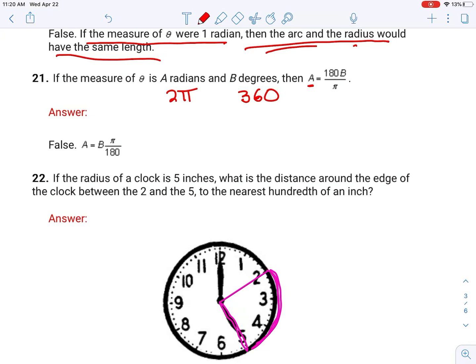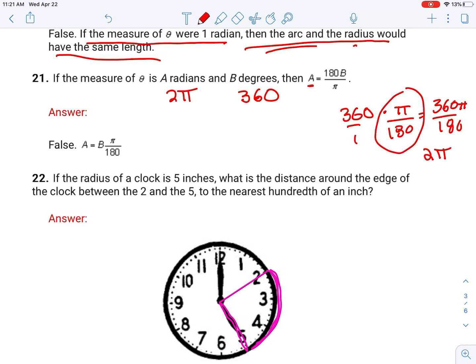So what would I have to do to b to then get to a? Well, I'd have to take my degrees and turn them into radians. And how do I do that? Remember? I multiply by pi over 180. And that would give me 360 pi over 180, which is equal to 2 pi. So we just kind of did a proof here. What did we do to b to get to a? We multiplied it by pi over 180. So we can see right here, a is equal to b times pi over 180.